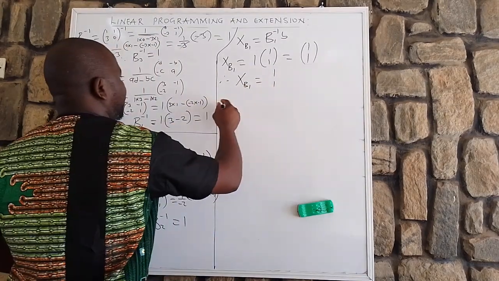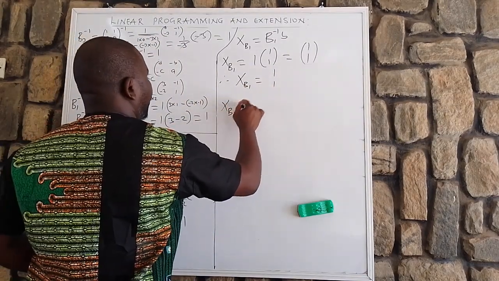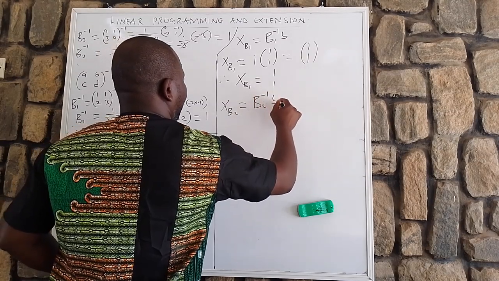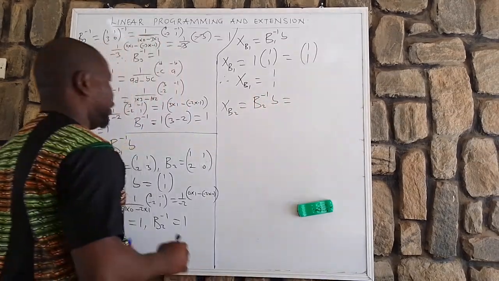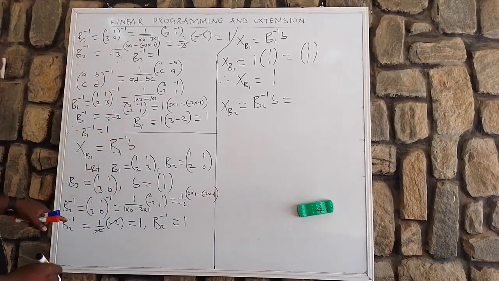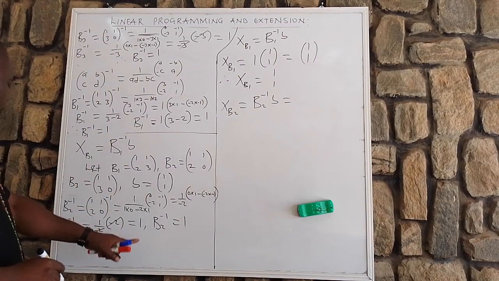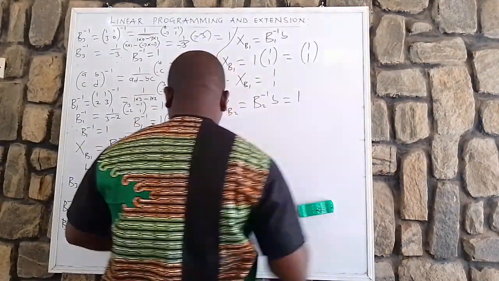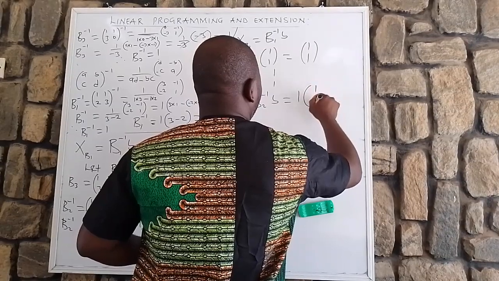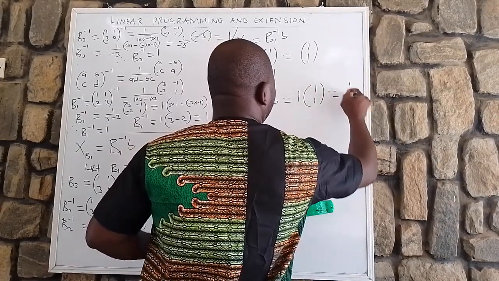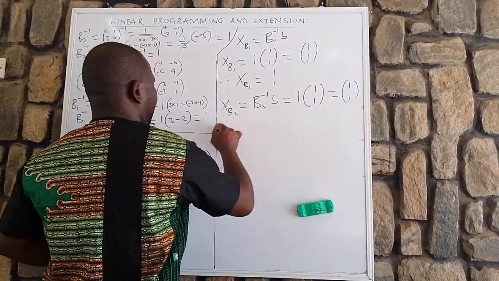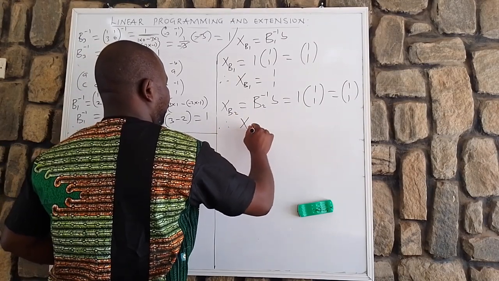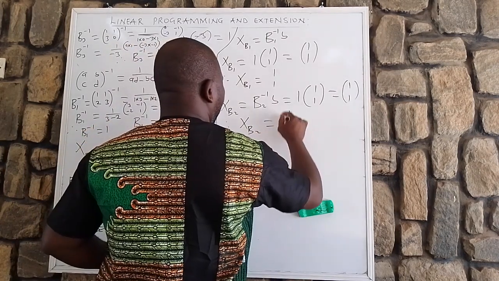Then let's consider our XB2. XB2 is B2 inverse, which is 1, isn't it? Then our B is 1, 1. Then after multiplication, we still get back the same thing. Therefore, our XB2 is equals to 1, 1.